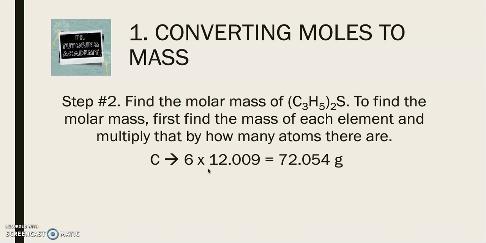12.009 grams. So we multiply that by 6 because there are 6 atoms of carbon. So it's the number of atoms times the molar mass. That will give you 72.054 grams. Next, 10 because there are 10 atoms of hydrogen, times 1.008. Because if you look at your periodic table of elements, this is the mass of hydrogen.